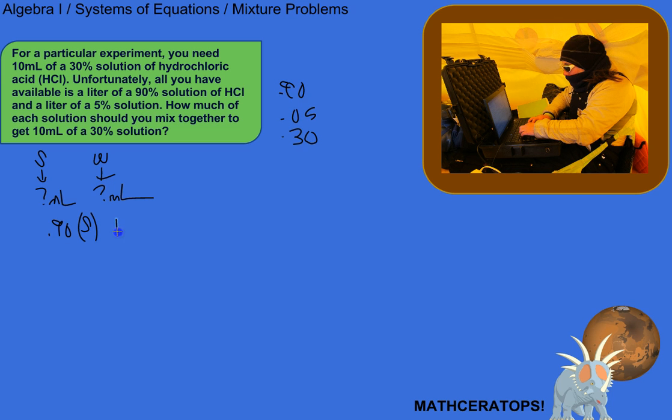And then we're going to add the weak solution. So 0.05 of the weak solution, however much we pour in, 0.05 of it will be hydrochloric acid. When we add this together, what we want is for the final solution to be 30% hydrochloric acid. And we want a certain volume at the end, which is going to be 10 milliliters. So 30% of 10 is what we want.